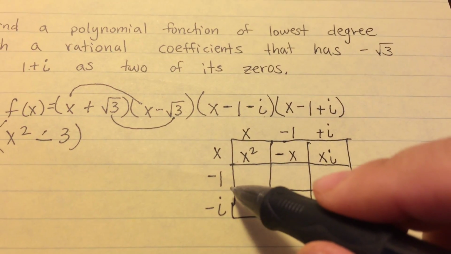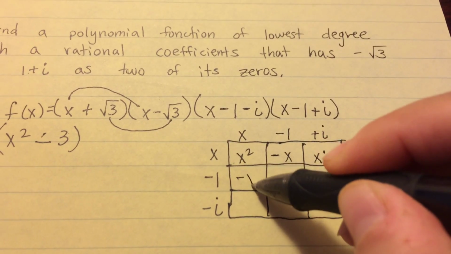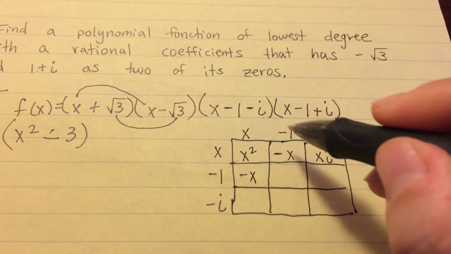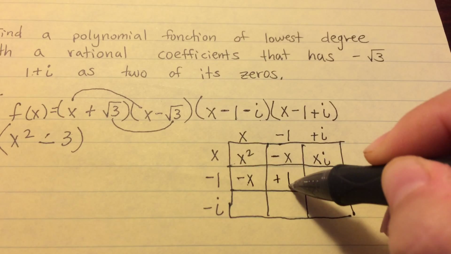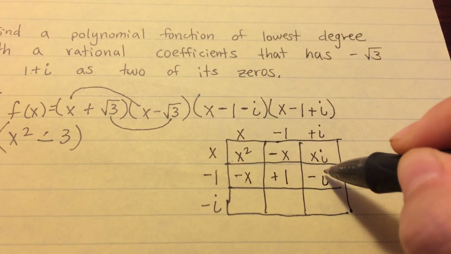So now we do the same thing with the negative 1. So we distribute that. So negative 1 times x gives me negative x. Then we go negative 1 times negative 1 is positive 1. Negative 1 times positive i is negative i.